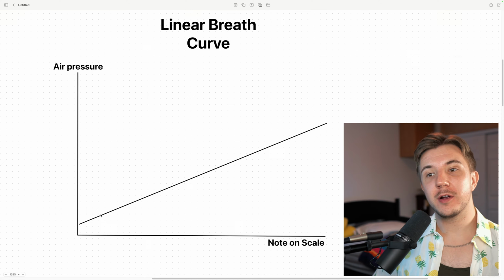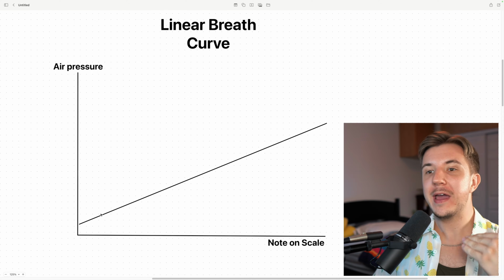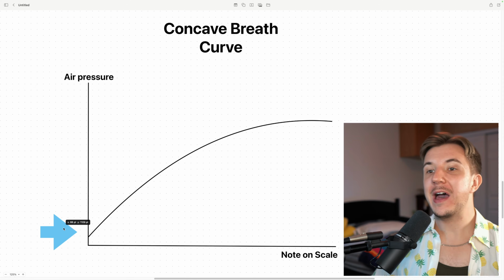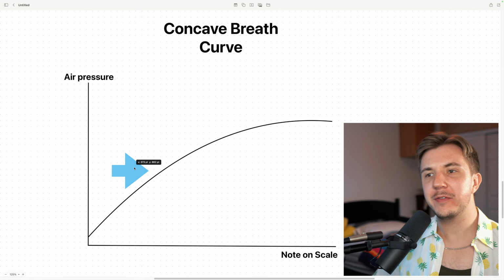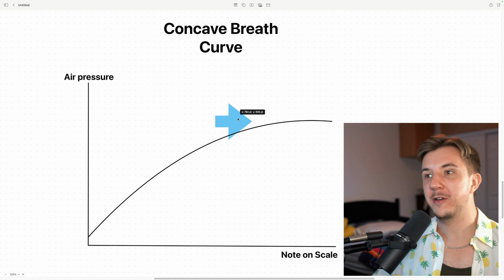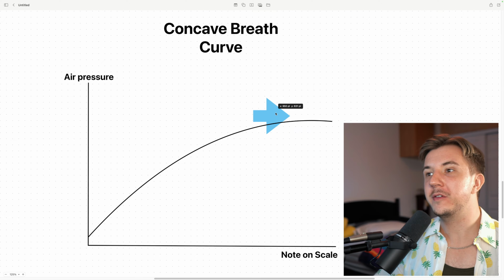Once again, this is incredibly uncommon, but it does help for reference for the next breath curve, which is concave. Going back to a linear breath curve, it is a consistent change in airflow from one note to the next. With a concave breath curve, as you ascend the scale, it's relatively stable, and then after a certain point, you actually need less and less additional air. And after a certain point, you might even need a little bit less air.